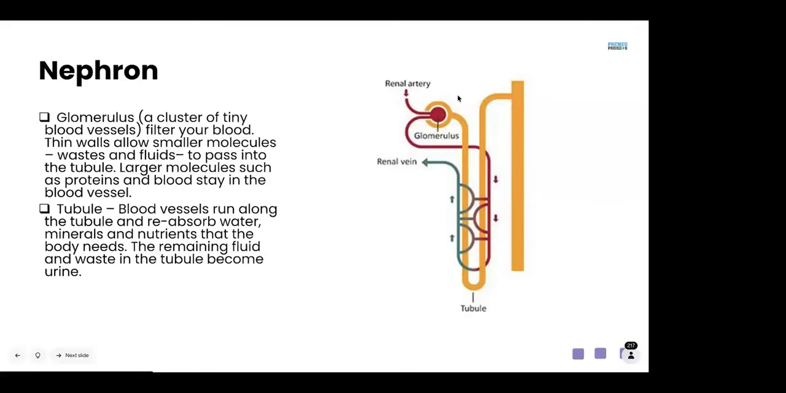So the main component of a kidney is called a nephron. There are around 1 million nephrons in each kidney. And this is basically composed of different parts. So the glomerulus is a cluster of tiny blood vessels, and they filter your blood. They have thin walls to allow smaller molecules to pass through, and they basically retain large molecules.